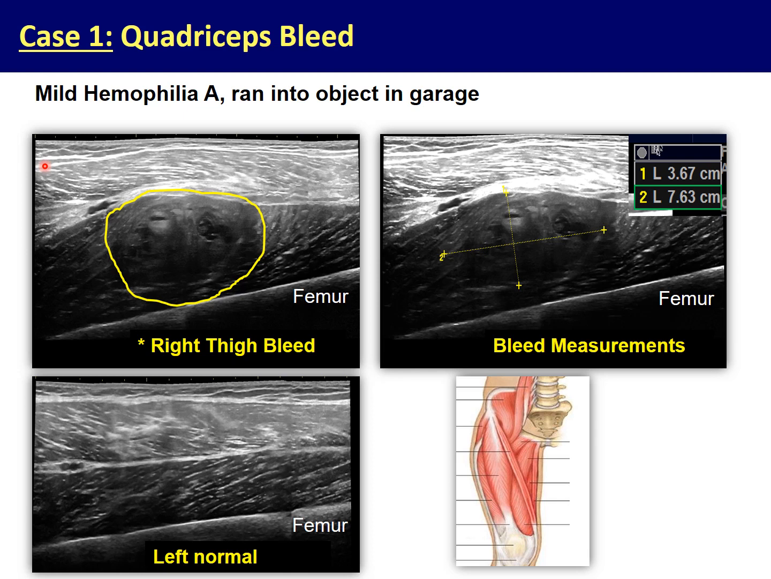You can see the muscle fibers here separated by a sheath. In contrast, the panel on the top left here shows the right thigh muscle bleed with a completely distorted fiber structure of the muscle with hyperechoic and hypoechoic areas, mixed echogenicity, and a cranial displacement of the sheath. The ultrasound permits 2-dimensional measurements of hematomas, and you can see here that this hematoma measures 3.67 times 7.63 centimeters.